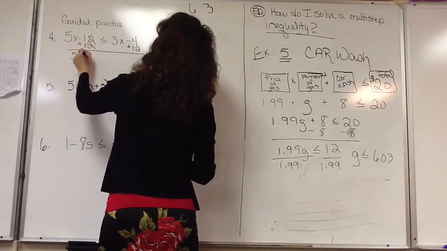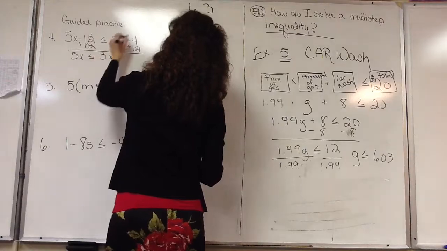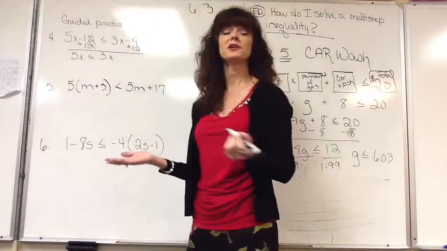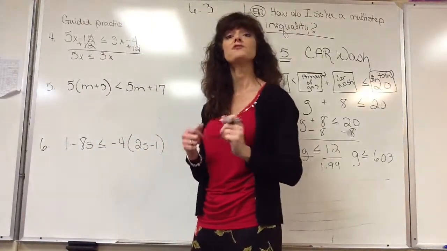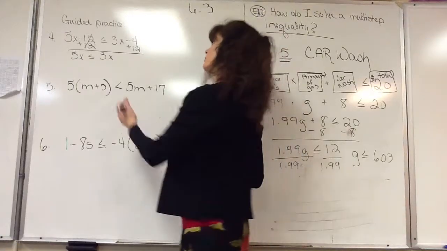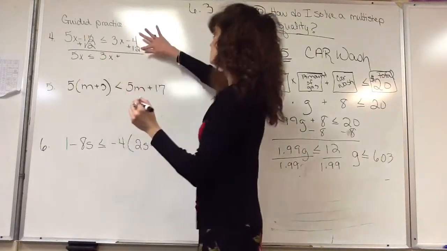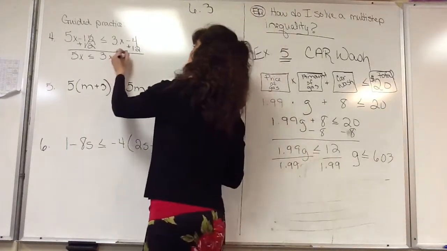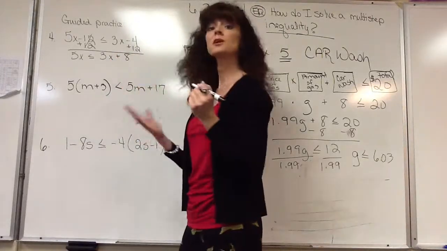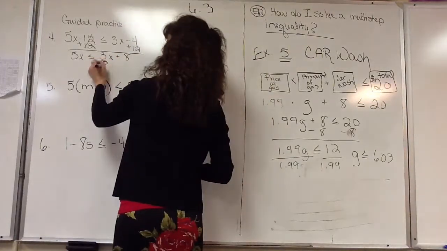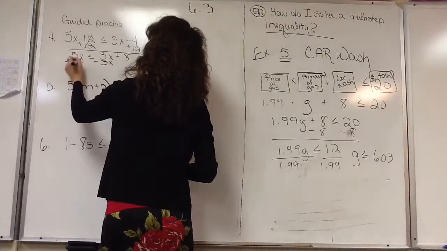It's going to cancel. And we have 3x, negative 4 plus 12. Remember, anytime I have a positive and negative, you just take the difference between the two. Keep the sign of the larger, which will be 12, because 12 is larger than 4, and that will be 8. Now, I'm going to subtract the 3x from both sides to get it over with the 5.